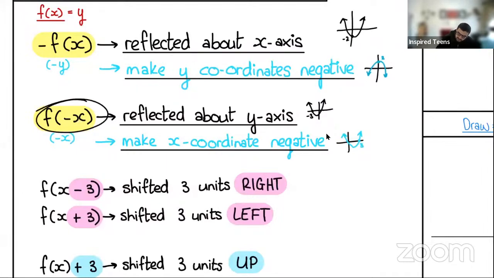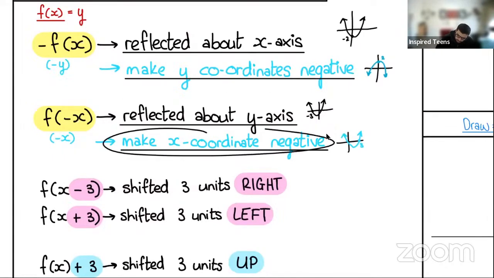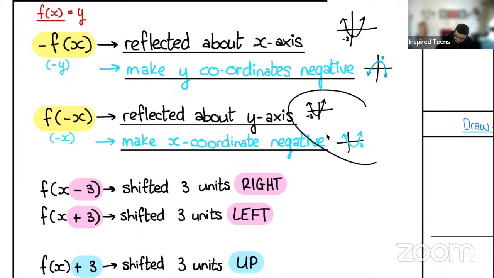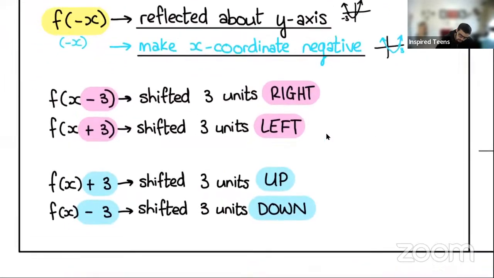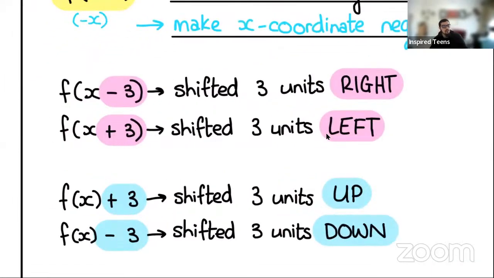What about f of negative x? This here is changing x to negative, so it's reflecting it about the y-axis, making all the x coordinates negative. Here's an example of how that looks. Let's look at the next one. What happens if we add or subtract?